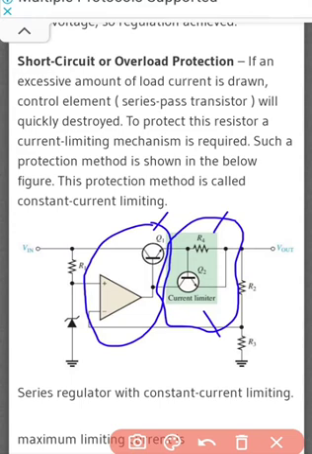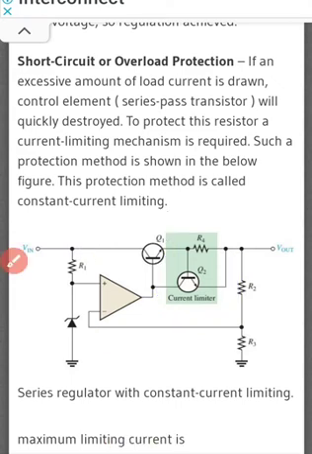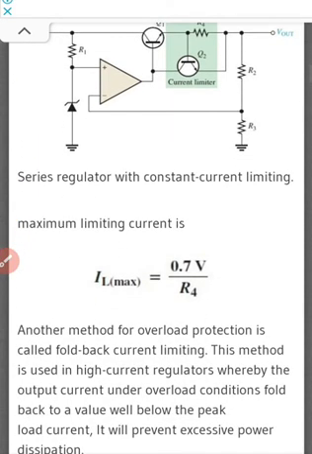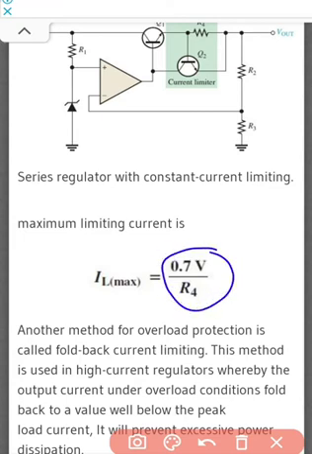So this protection mechanism is called a constant current limiting mechanism, or we can say that this is a series regulator with constant current limiting factor. Here the maximum limiting current can be drawn as IL maximum, that is the load current maximum, is equal to 0.7 volt divided by R4.